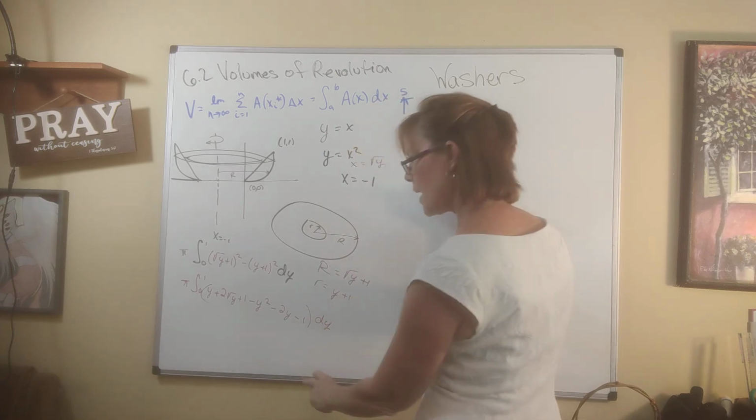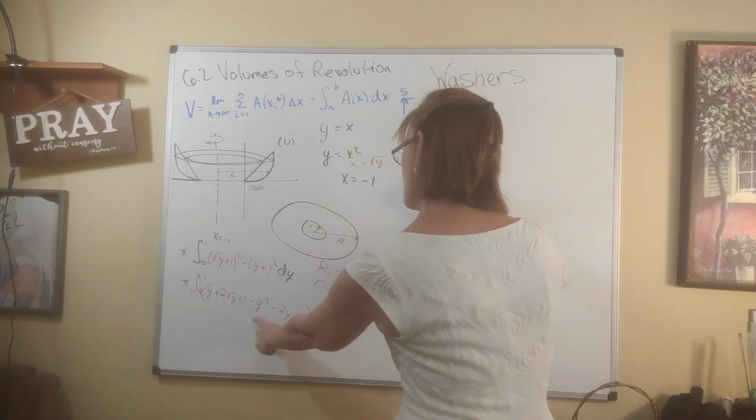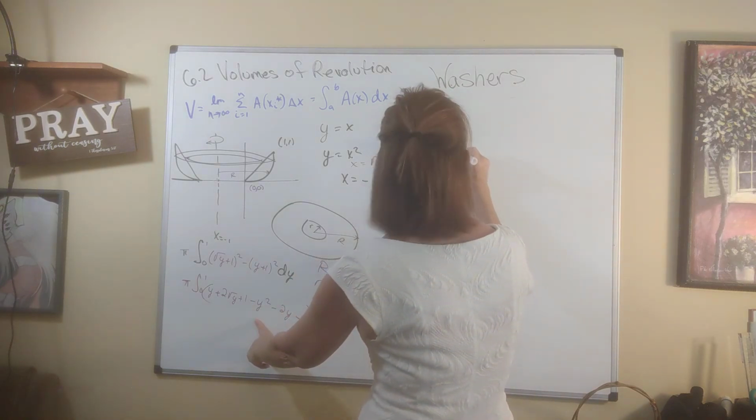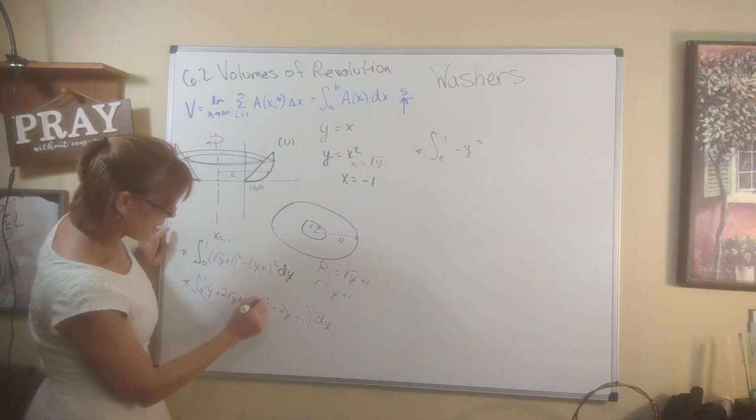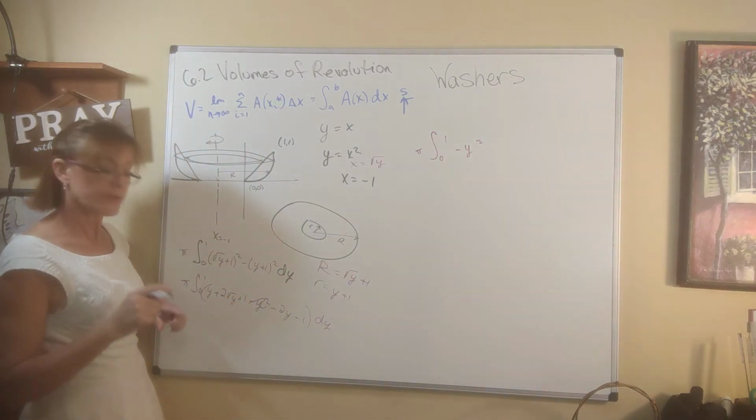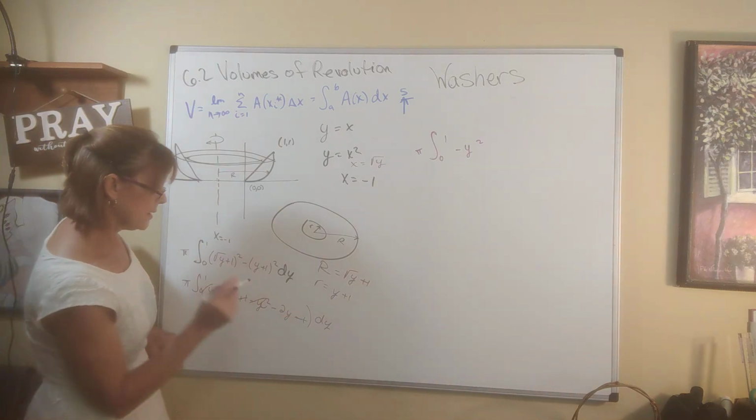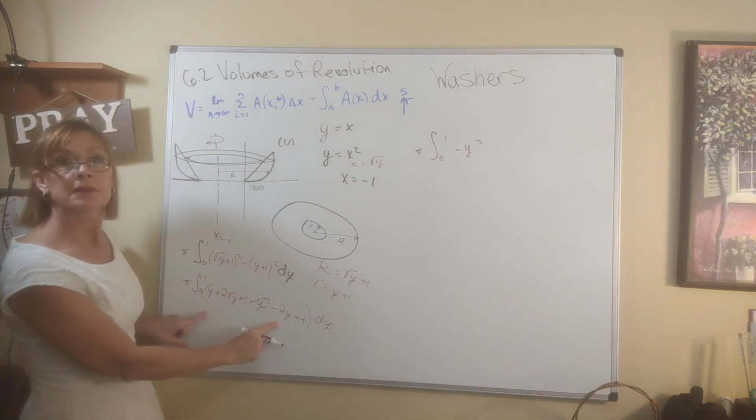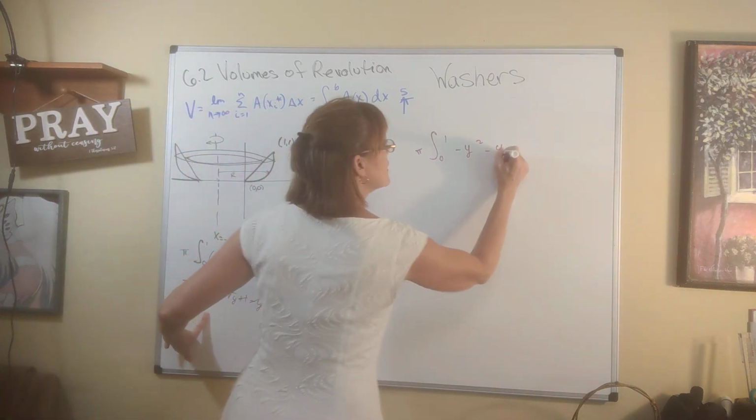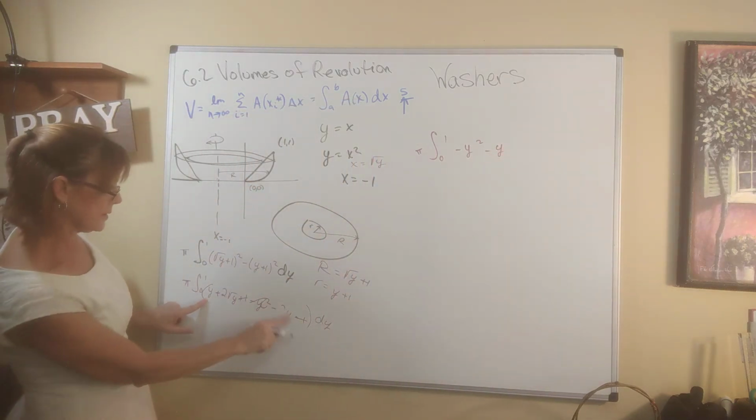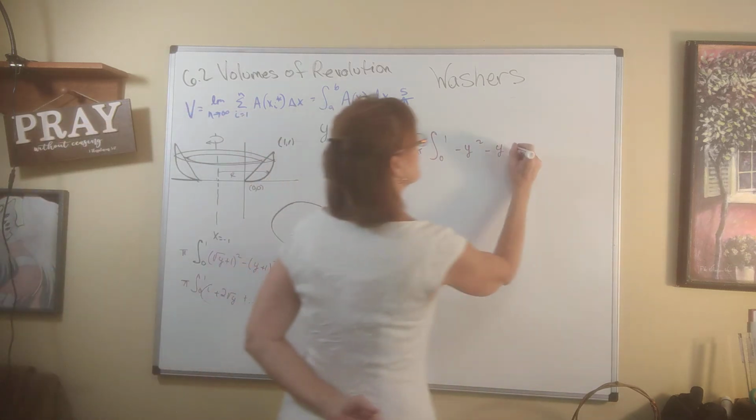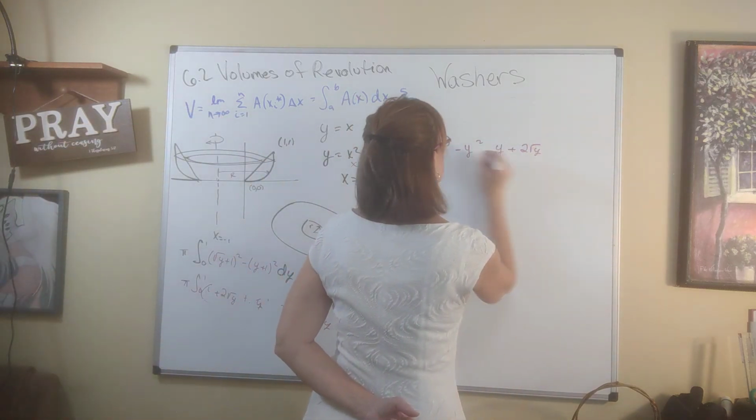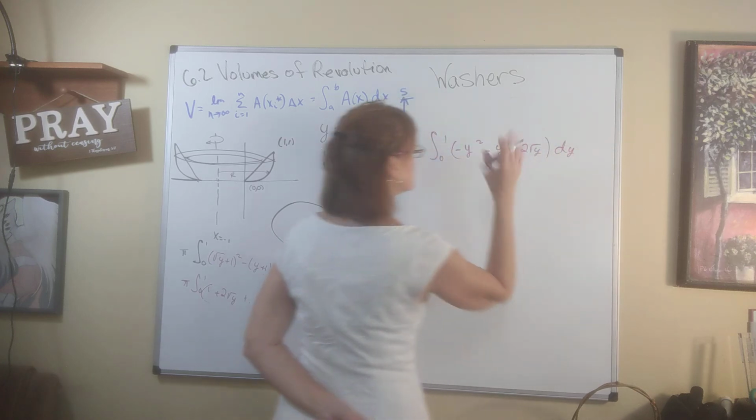Let's see, is there anything we can add up? We've got a negative y squared. What about the 1 and the negative 1? They add to 0, so that's gone. We've got negative 2y plus a y, which is a negative y. What's left? 2 square root of y plus 2 square root of y, dy. Okay, let's integrate.